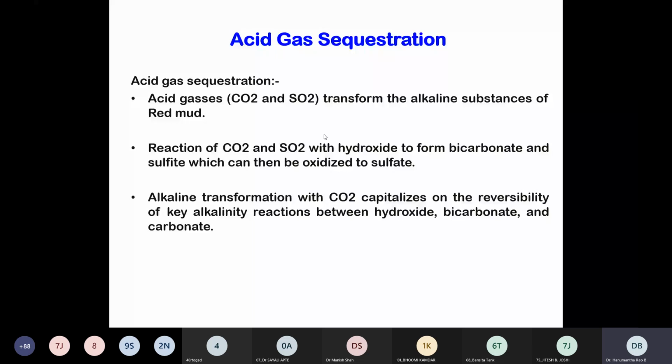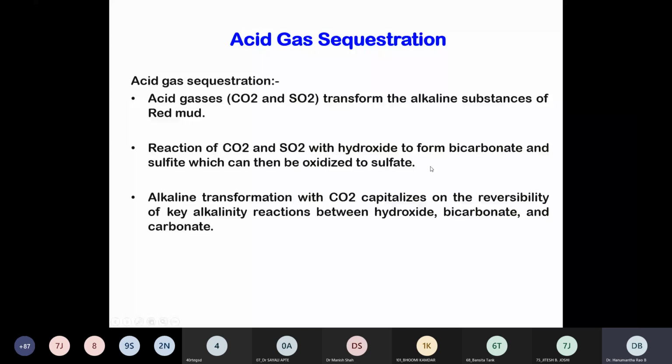This process is also called sequestration. That means the added gases, CO2 and SO2, will either be permanently retained on the particles, or they will undergo chemical reactions and thereby transform one chemical into another. For example, the reaction of CO2 and SO2 with the hydroxides can form bicarbonates and sulfide, which can then oxidize to sulfate. Whenever sulfate is available, this can form sulfuric acid, that is H2SO4, which can further neutralize the red mud.